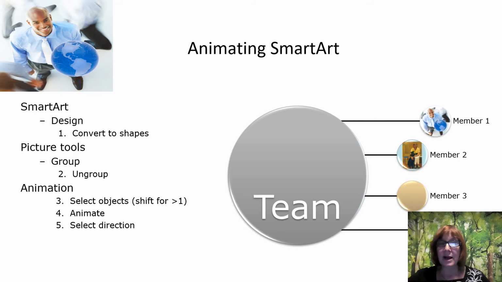You select the objects. If you want more than one, you hold the Shift key, and then choose the kind of animation that you want and the direction. I invite you to try this. It's fun, it's exciting, and it makes it interesting.